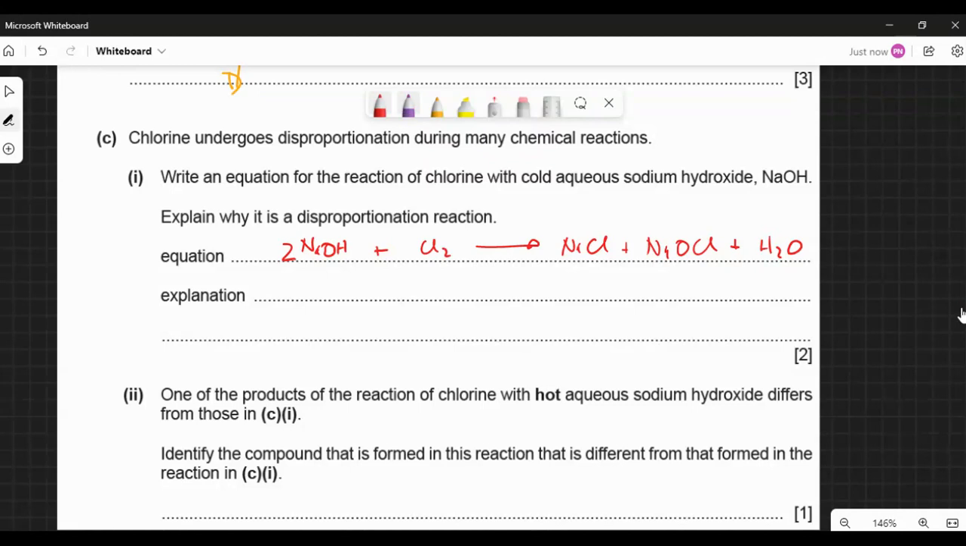So why is this a disproportionation? Well, we've got chlorine as 0 on the left. We've got chlorine as -1 on the right.